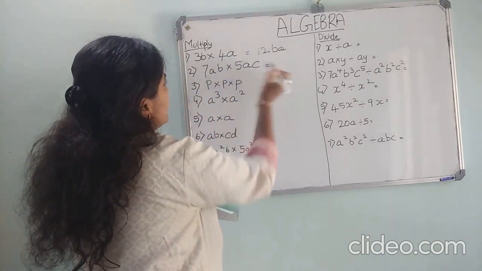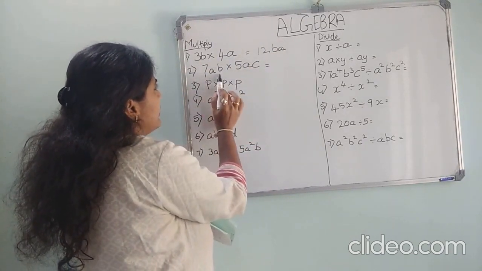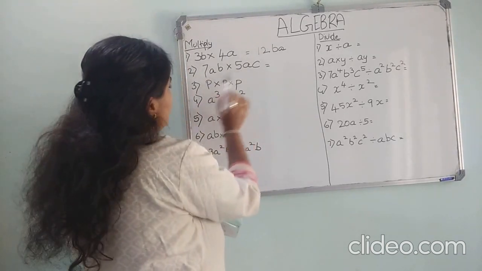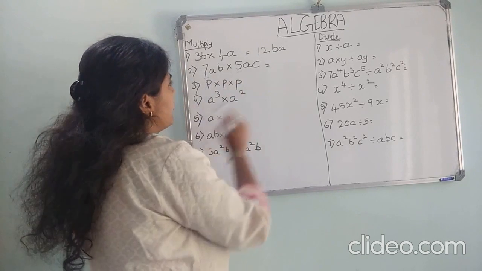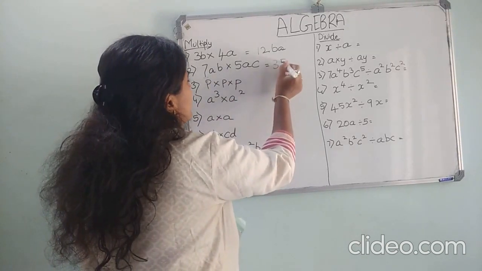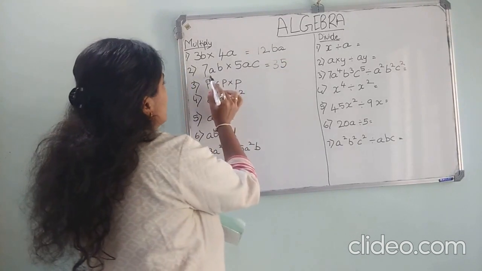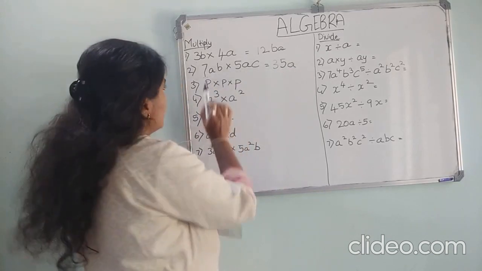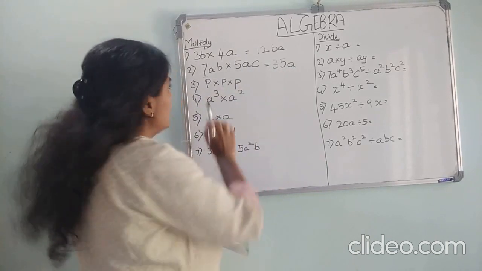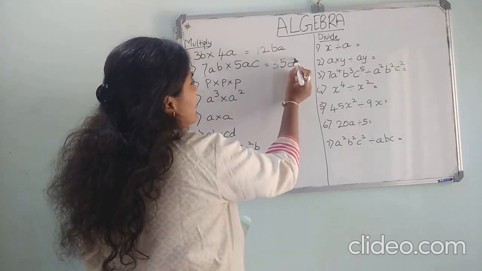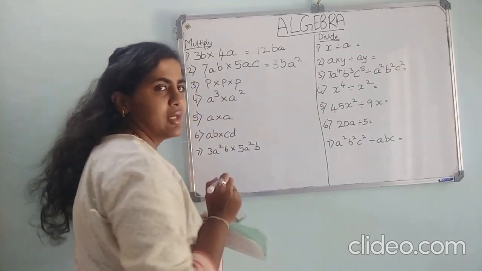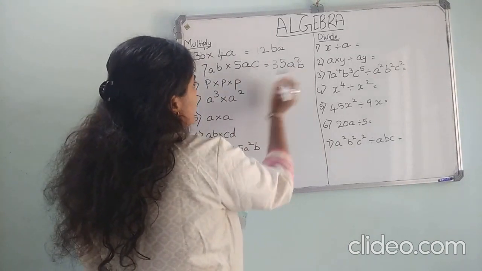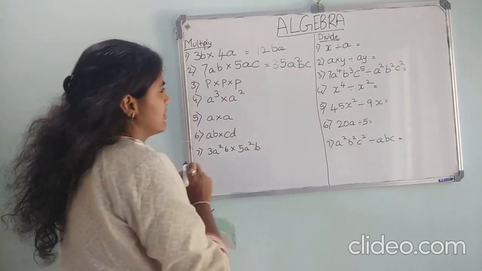Here 7AB into 5AC. First we will solve this: 7 into 5, that is 35. A I write here. There are two A's, here one and here one. Two A's means A to the power of 2, that is A square. Then B I write as it is and C as it is.